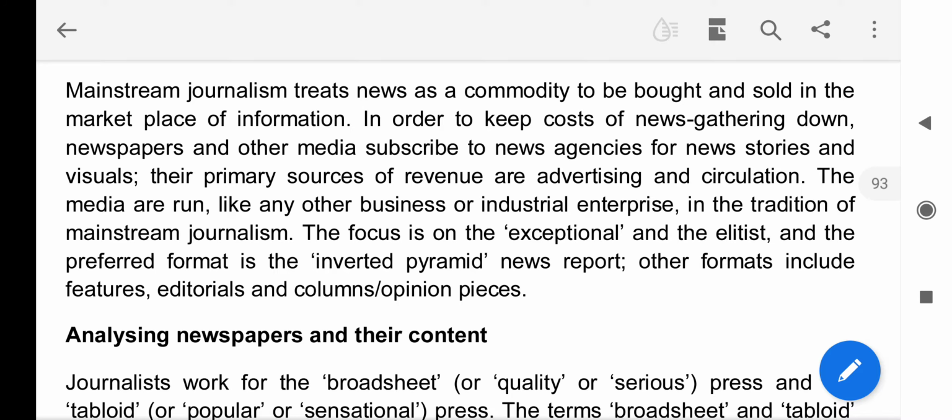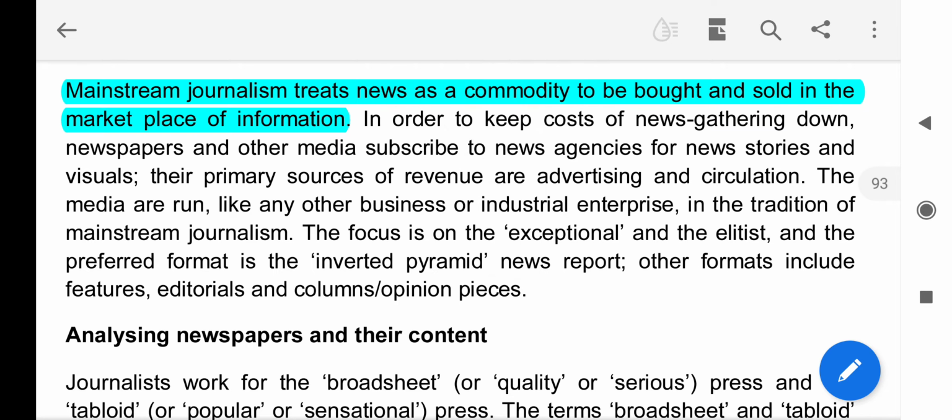So our life now is all about data. What mainstream journalism does is it bought the news and sold it in the marketplace of information as a commodity, as a product. In order to keep the cost of news gathering down, newspapers and other media subscribe to news agencies for news stories and visuals.